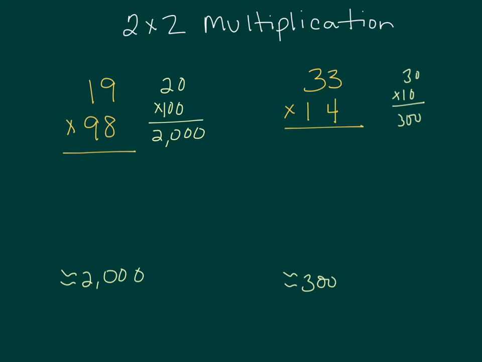8 times 9, 8 times 9 is 72. I carry my 7 and bring down the 2. Next up, 8 times 1. 8 times 1 is 8, plus the 7 is 15. I'm done with the 8. I can cross it off and bring down a 0. See how everything is lined up nicely so far.